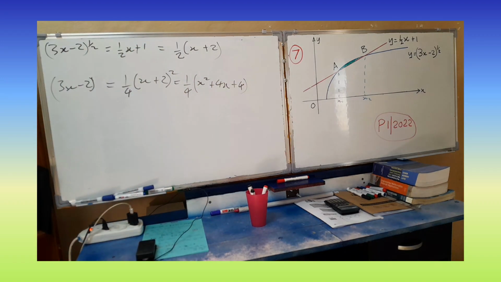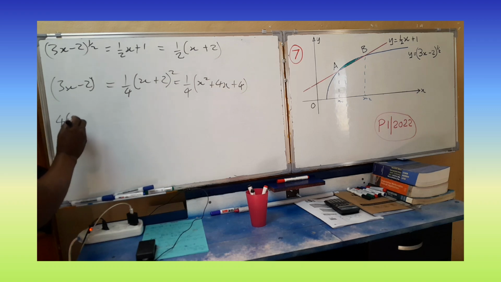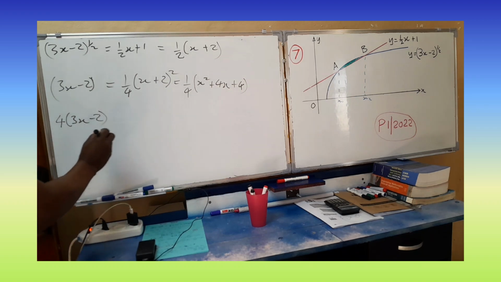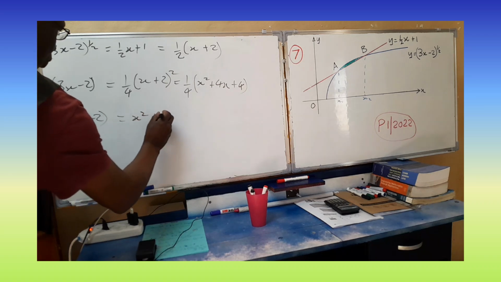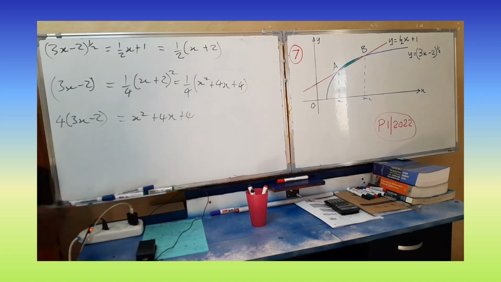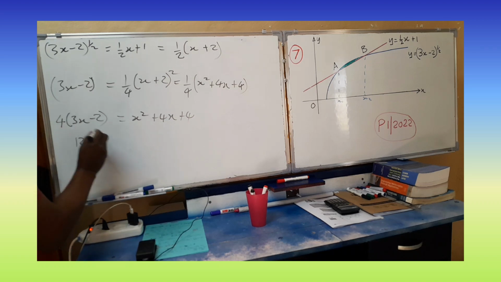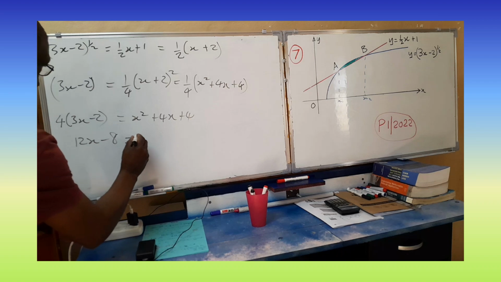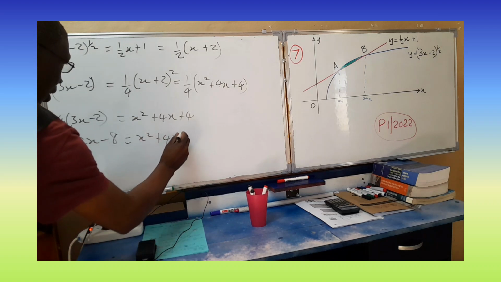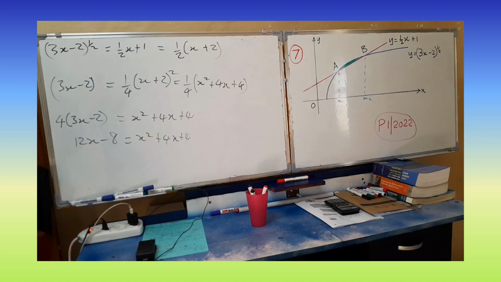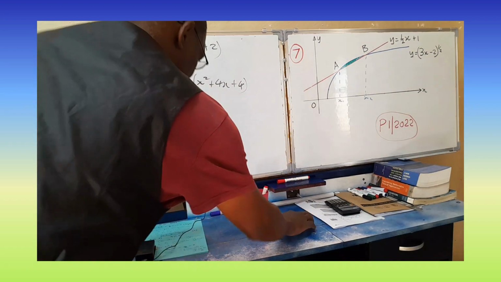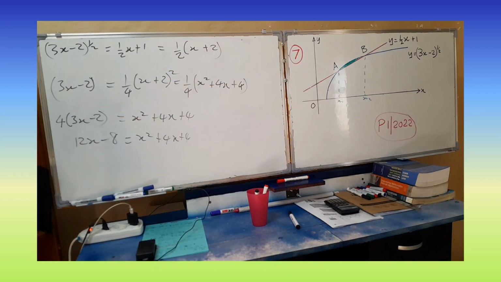Okay? Why don't we multiply everything by 4 to get rid of the quarter there? So we say 4 multiplied by 3x minus 2 is equal to x squared plus 4x plus 4. Open the brackets here, that gives us 12x minus 8 is equal to x squared plus 4x plus 4. Why don't you get a pen that writes better? There we are.